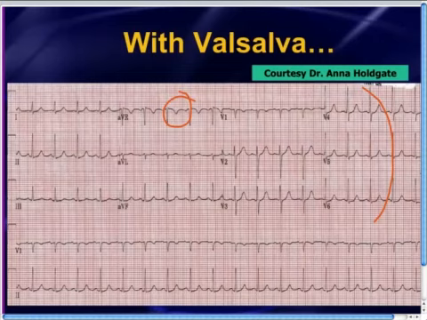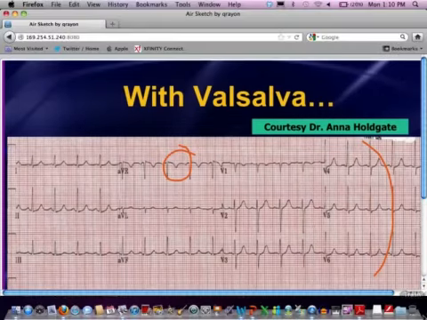SVT is very common in our patient population, and I think we need to know about the proper dosing of medications and also some of those aberrant findings on the SVT.